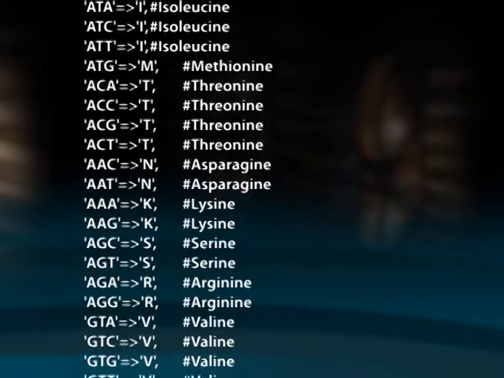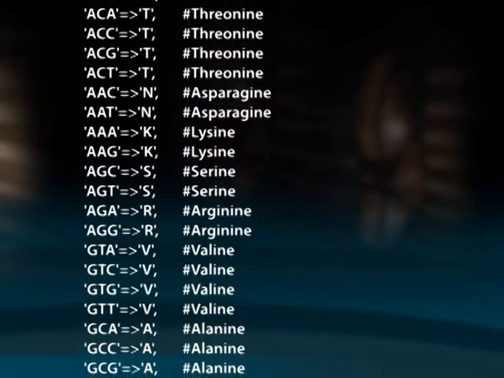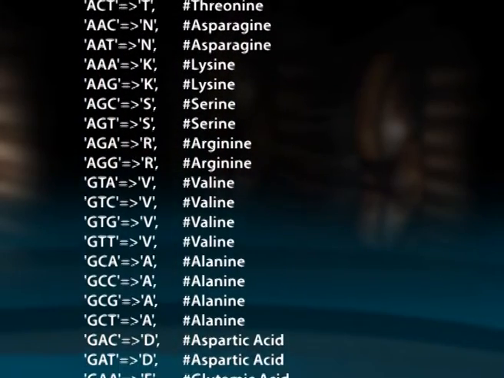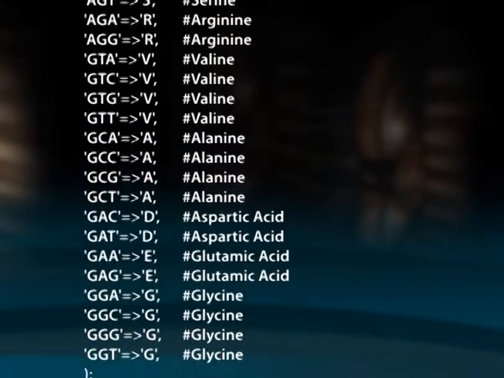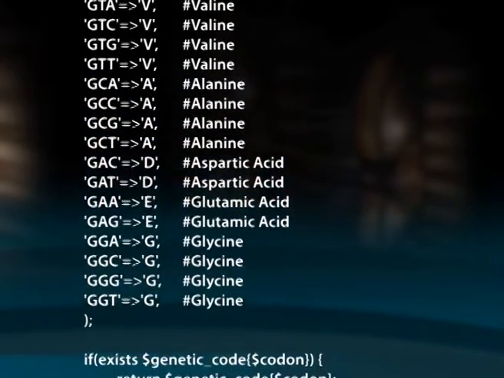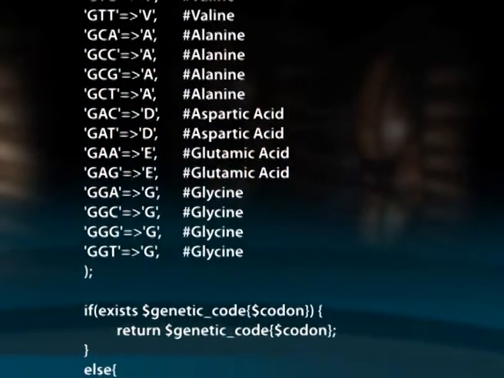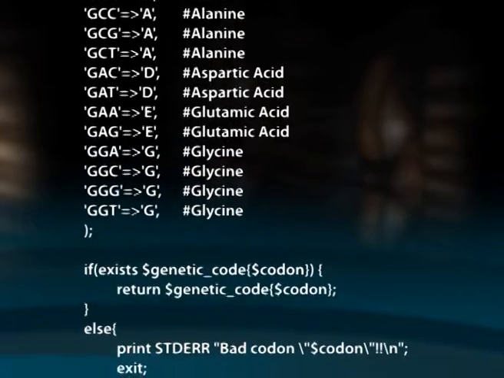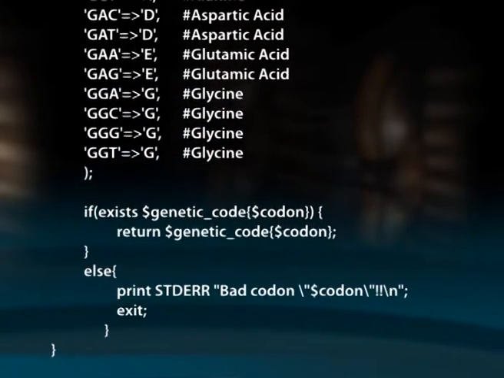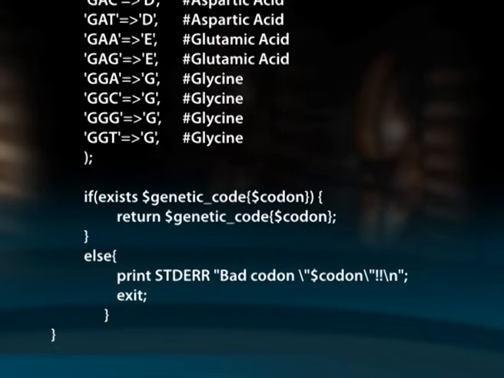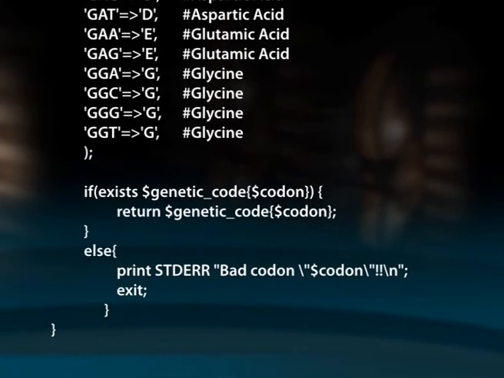And then an if statement is used to check whether a codon exists in the genetic code, and if it is there, it will return the corresponding amino acid. Else an error message is printed. Here the subroutine initializes a hash with codon as keys and the amino acids as their value, and then performs a single lookup of its single argument in the hash.